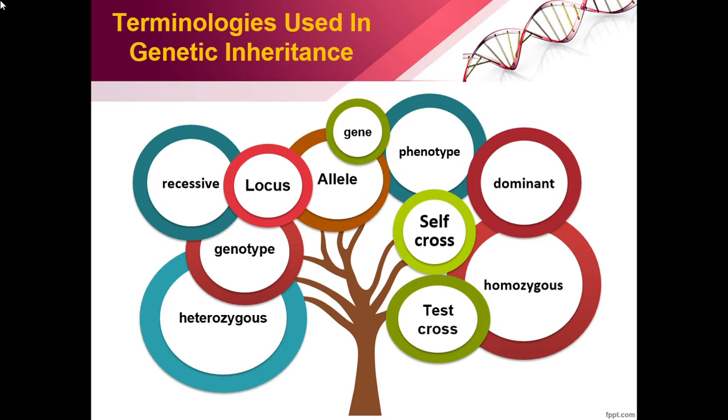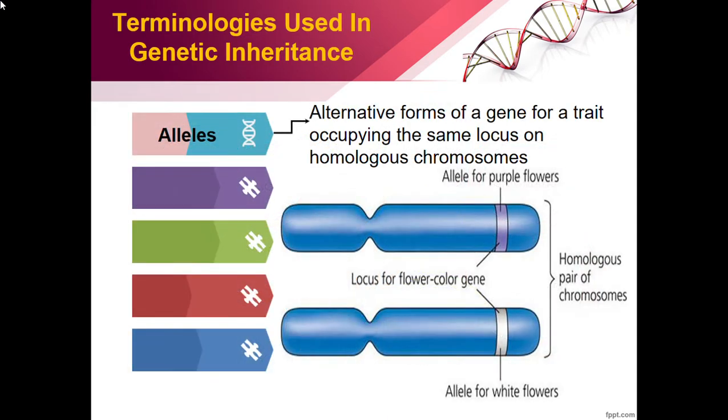Okay. Let's start with 11 important terminologies used in genetic inheritance. The first term is allele. Allele is alternative forms of a gene for a trait occupying the same locus on homologous chromosomes.